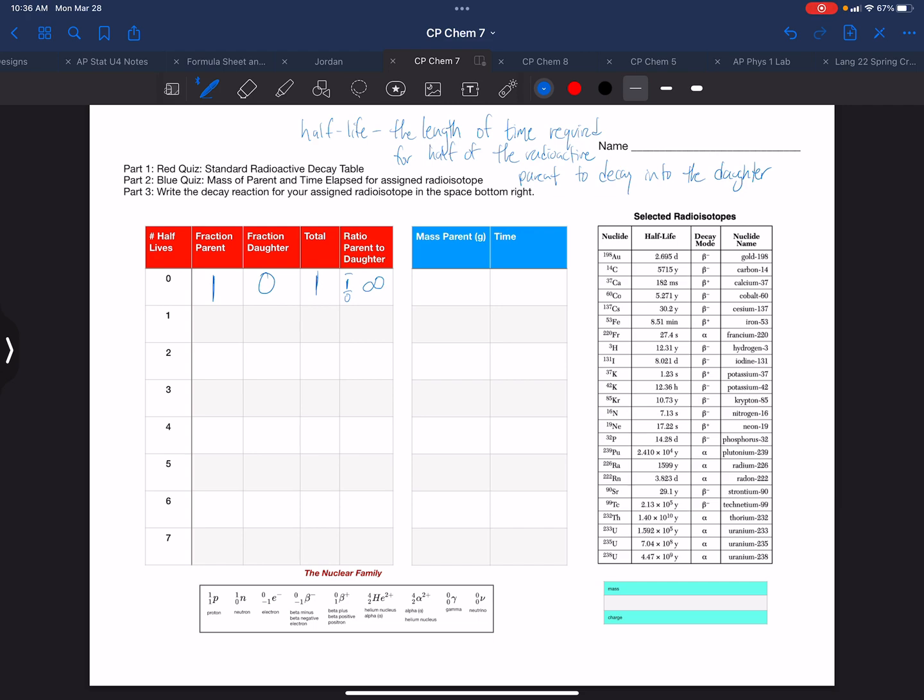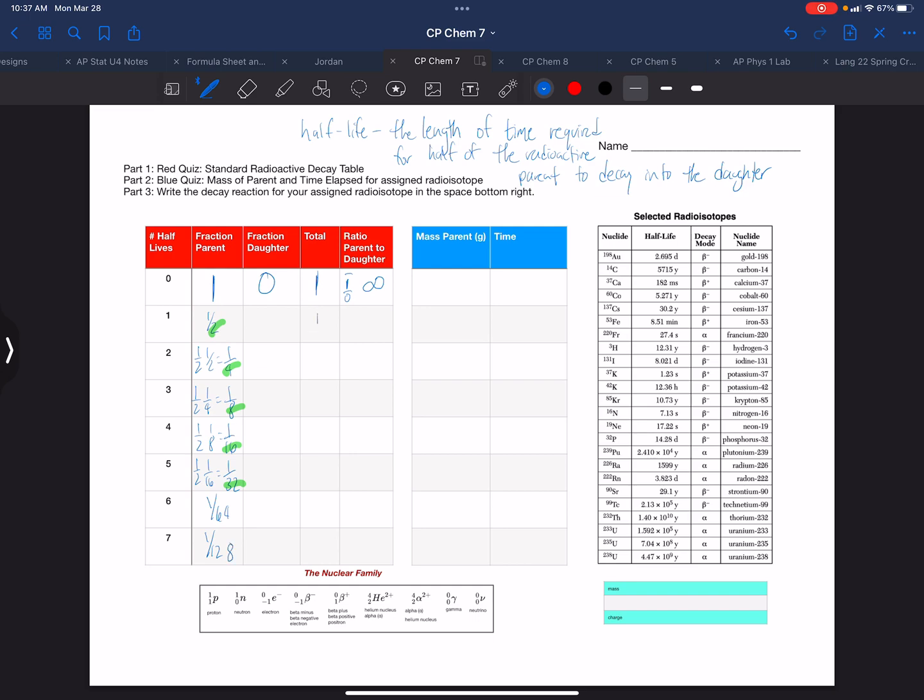So after one half-life, we have half the parent. And after another half-life, we have 1/2 of 1/2, which is 1/4. And after a third half-life, we have 1/2 of 1/4, which is 1/8. And after another, we have 1/2 of 1/8, which is 1/16. And we have 1/2 of 1/16, which is 1/32. And what you notice then is that the denominator is doubling every time. So 1/64, 1/128.